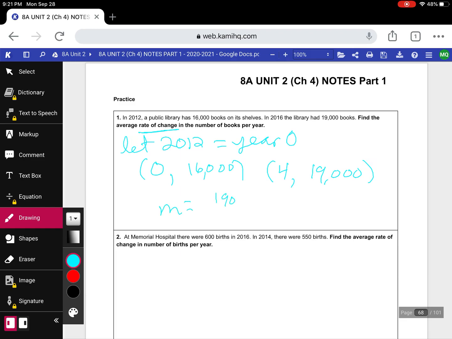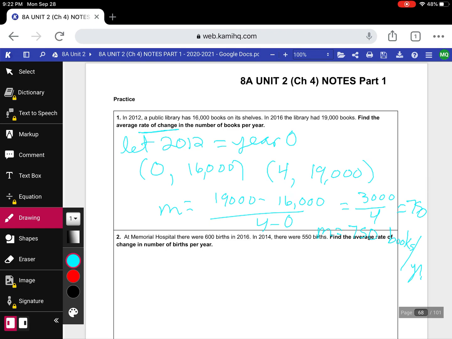I still label as slope, 19,000 minus 16,000 over 4 minus 0 is going to give me 3,000 over 4, which, what is that, 750? Okay, so here we're going to say M equals 750 books per year. Okay, not so bad. Number 2 is very similar.